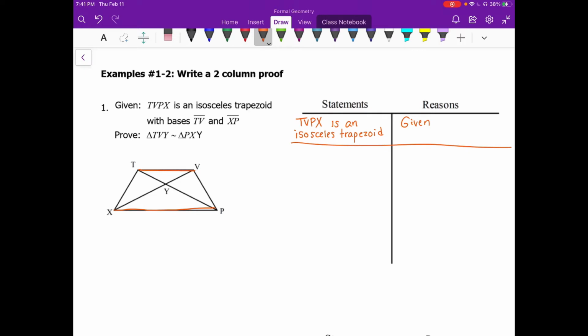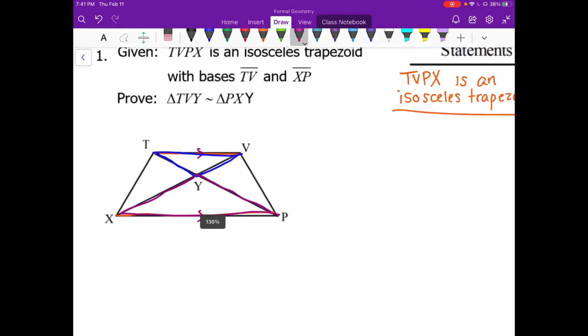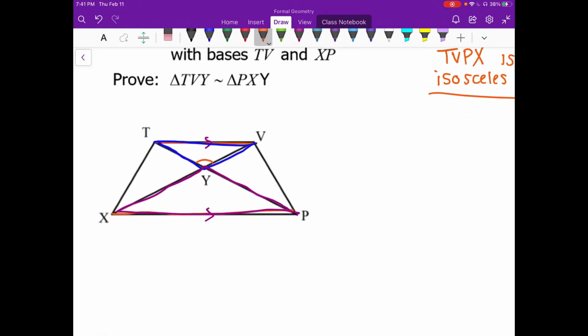Because those are my bases, that means that they are parallel to each other. So that might be useful to prove what I need to prove. I'm trying to prove that triangle TVY, which is this small triangle, is similar to triangle PXY, which is this one at the bottom. So first thing, looking at those 2 triangles, I do have some congruent angles. I'm looking specifically at those 2.